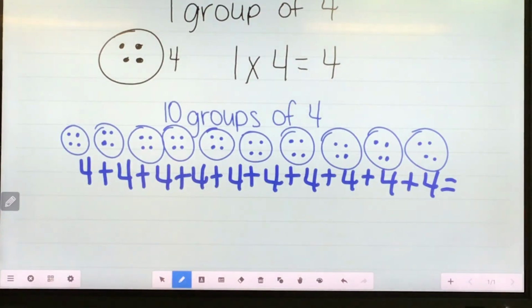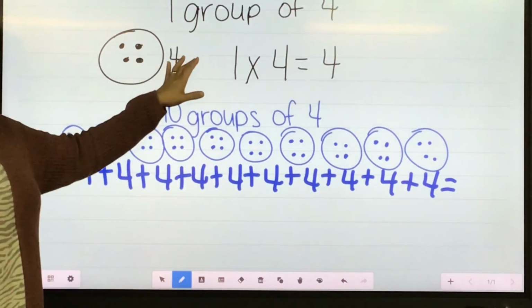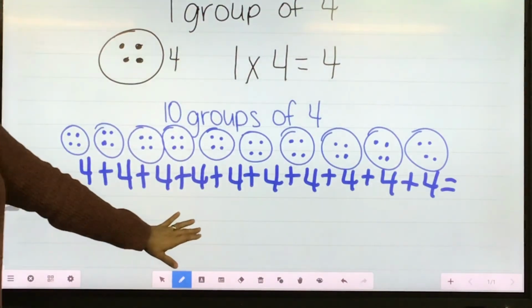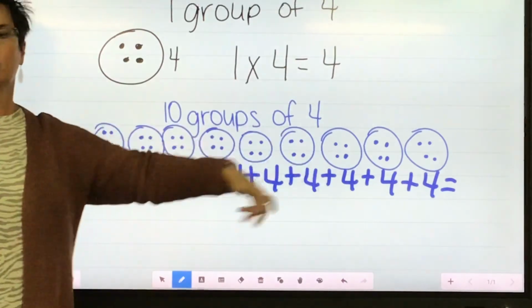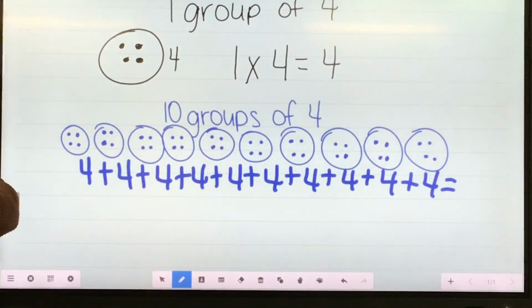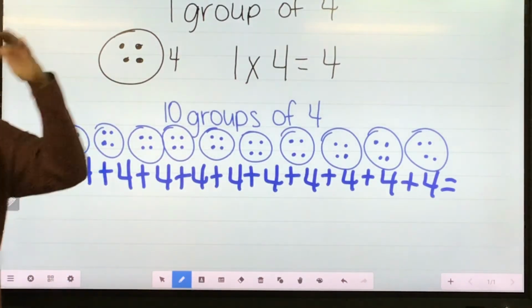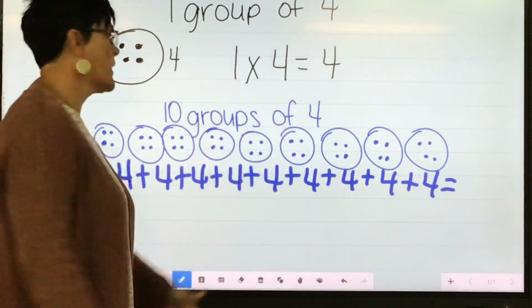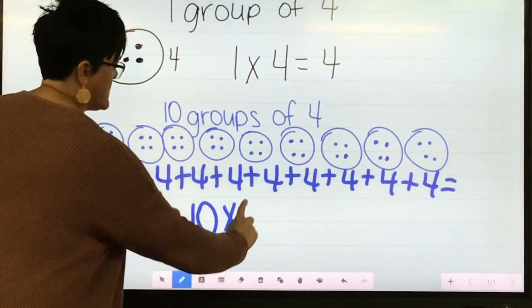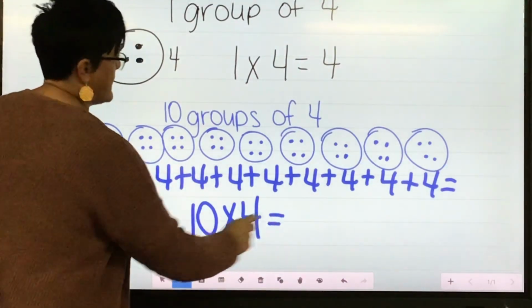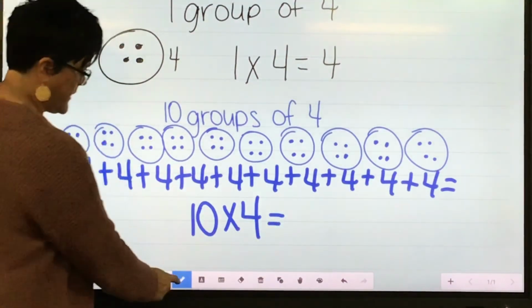I might not know my multiples of 4 yet. So here's what I want you to do. Think about the multiplication equation that we would write for this problem. If we have 10 groups of 4, what's our multiplication equation? 10 times 4. Let's write that down. 10 times 4.